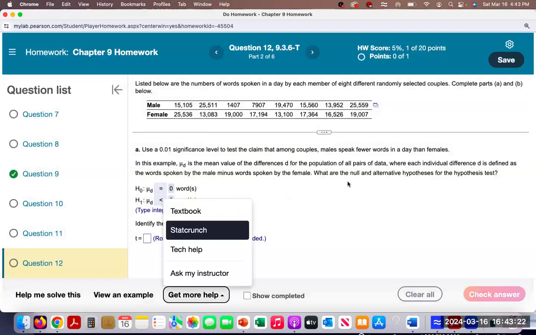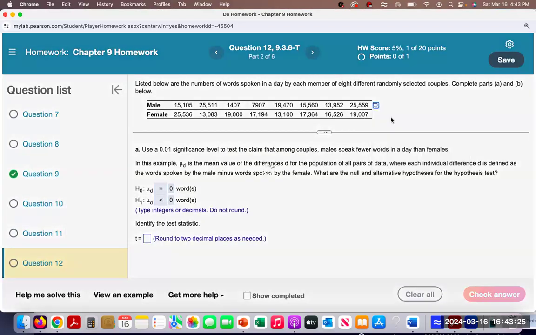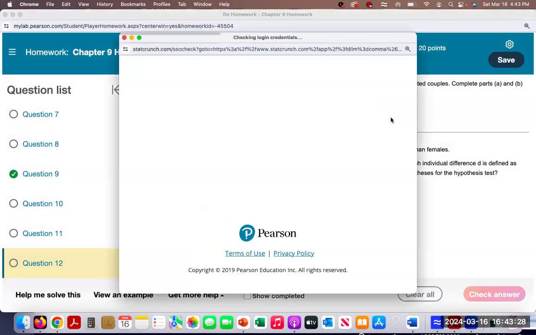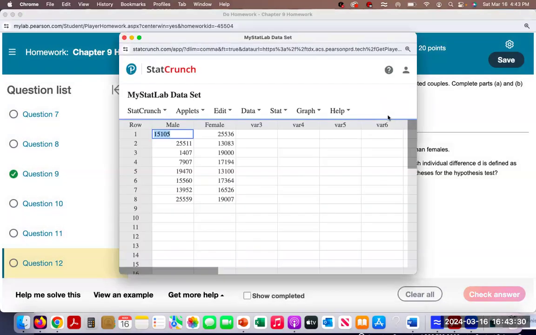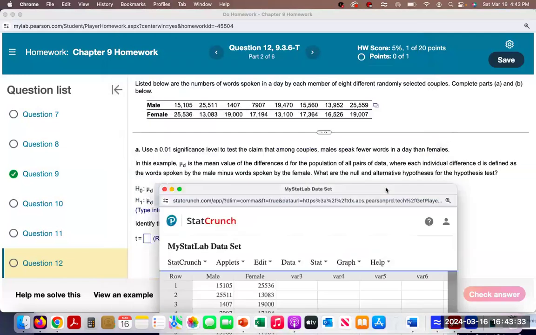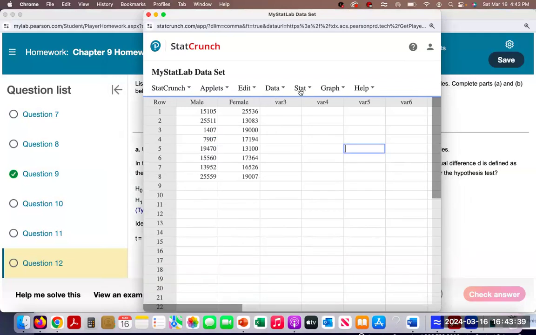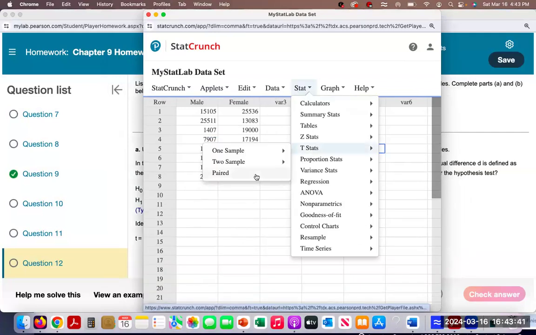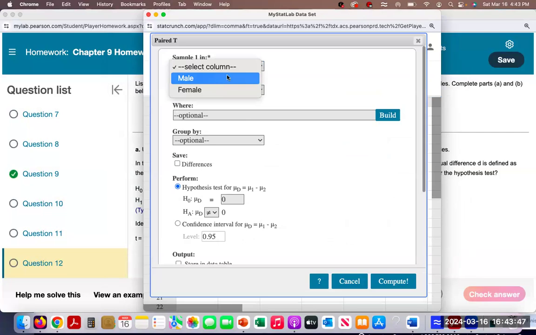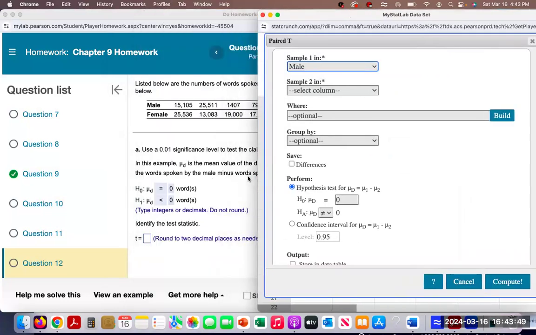So from here, we can find the test statistic. Let's go ahead and open this in StatCrunch, and we can figure out the p-value. Since we're working with couples, this is dependent samples, or paired data. We can do T Stat, paired data. Sample 1 is the males because we're doing males minus females. Sample 2 is female, and the claim is that males speak fewer words than females, so male minus female should be less than 0, negative.